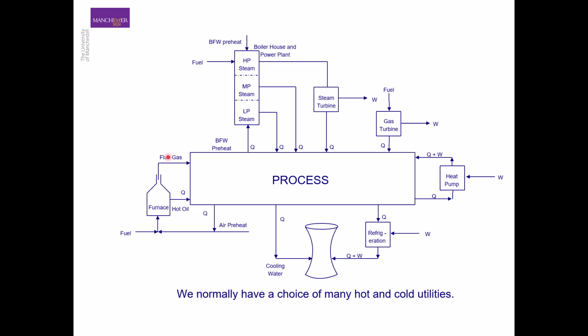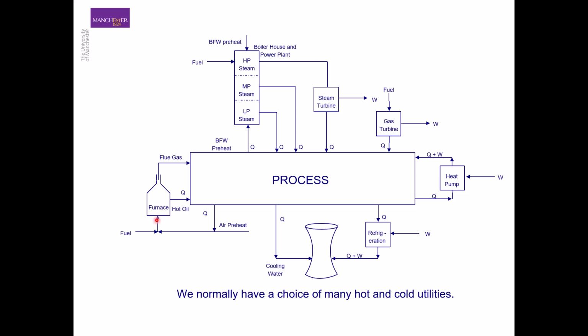In addition to the flue gas that we can source from this furnace, we can also source hot oil from this furnace, and this hot oil can be a hot utility for our process that provides heat to our process streams, and then it comes back, and then we have a reheat of this oil, and then that's how the cycle continues.